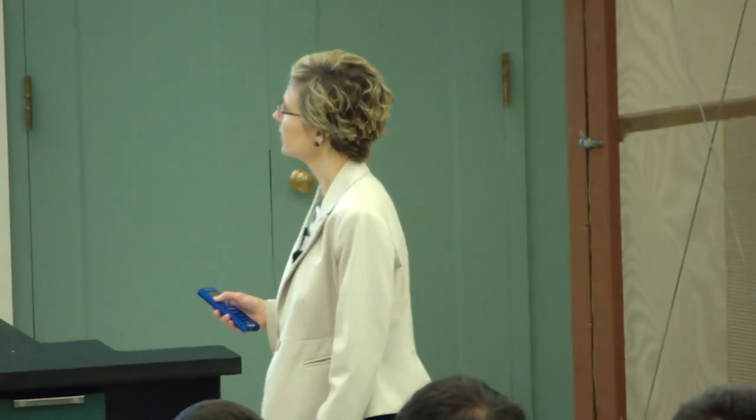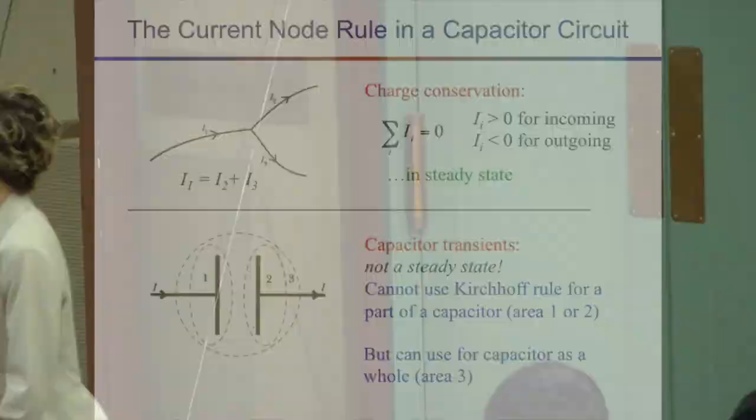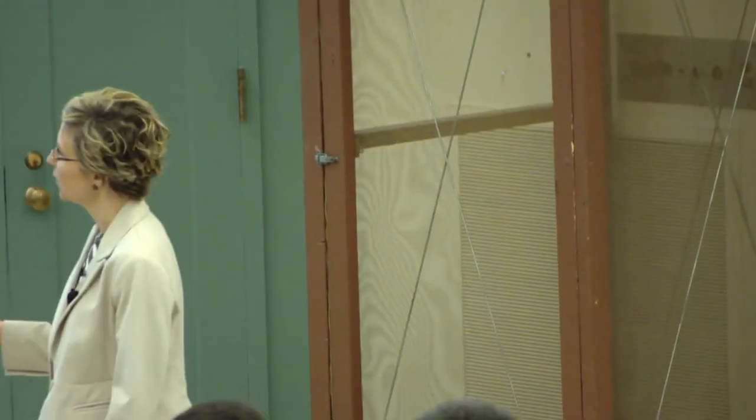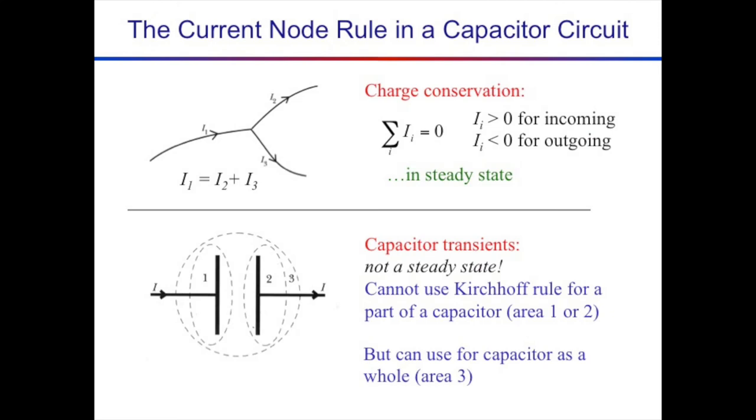So in thinking about that, can I apply the current node rule to a capacitor? What you can do is, you shouldn't break the capacitor apart when applying the current node rule. As long as you think about the capacitor as a single object, with the current coming in and the current coming out, you'll be fine. If you think about the gap in the middle, then the current node rule will not quite work.